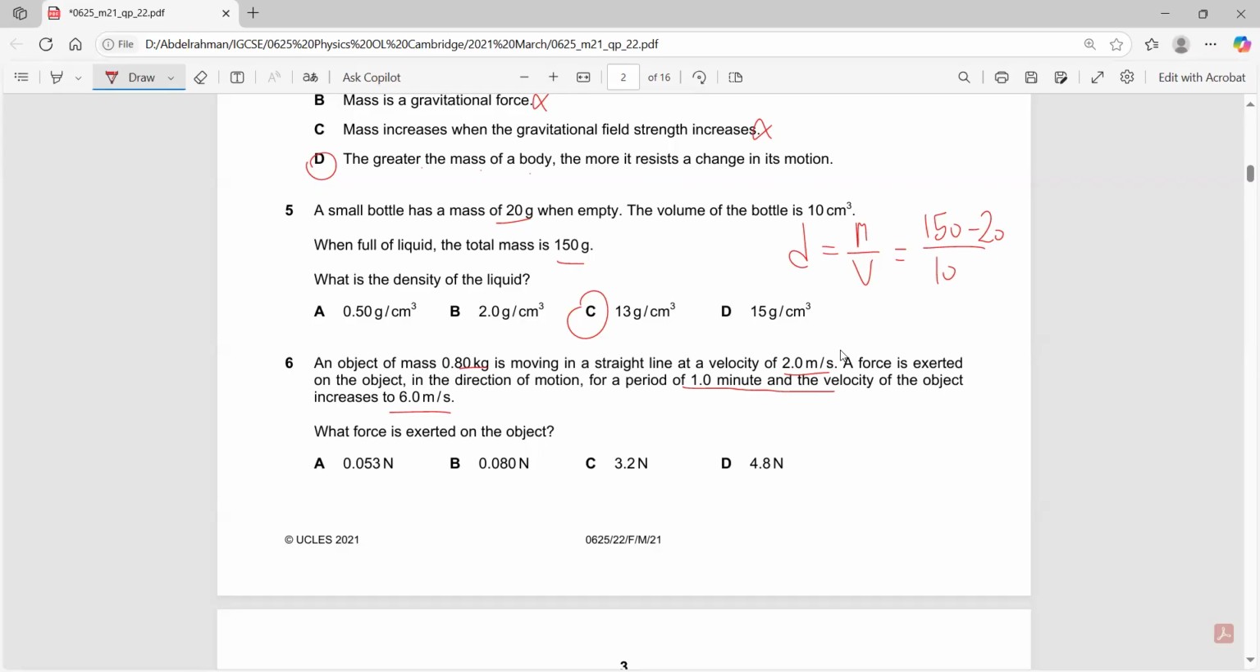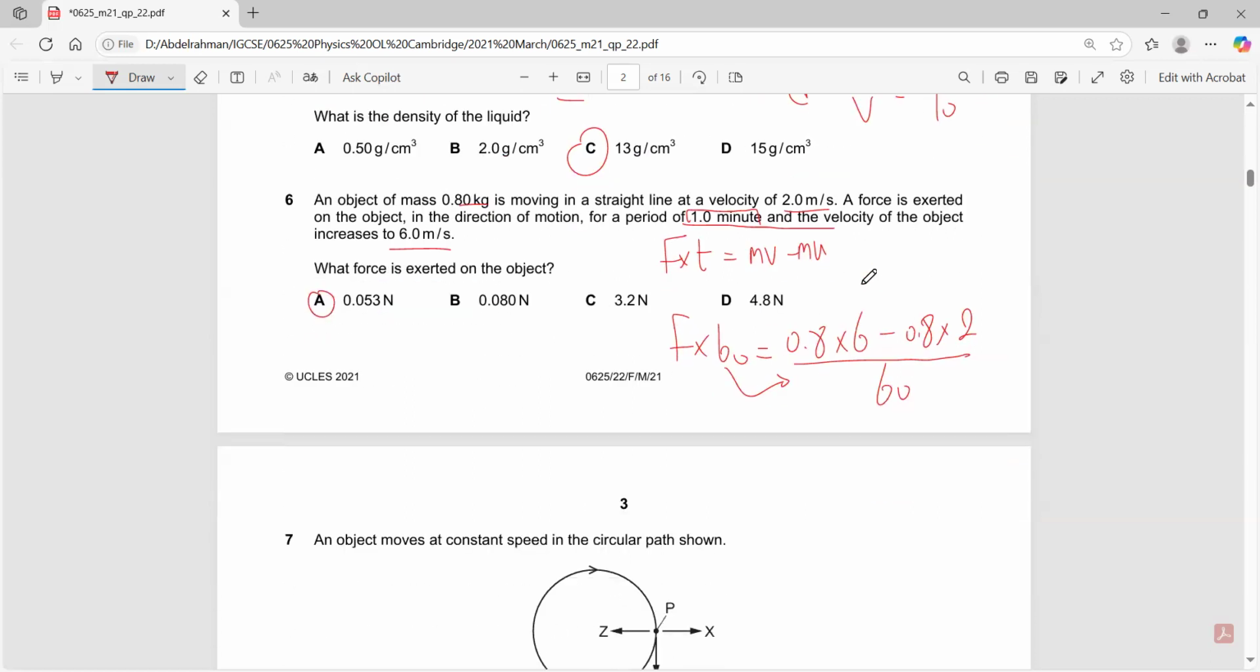You can say force equals mass times acceleration, or you can use the equation of the impulse, force times time equals mv minus mu. For this question, we will not change the direction of the force, right? You will not change the direction of the velocity. Why? Because it's in the same direction of the motion. So the force times the time, what is the time? It is 1 minute. You need to change it to seconds. So force times 60 seconds would be equal to 0.8 times the final velocity, 6, minus 0.8 times the initial velocity, 2. Then you divide by 60. When you divide this by 60, this would give you a very small force of 0.053 newtons. Yes, it's a very small force indeed.